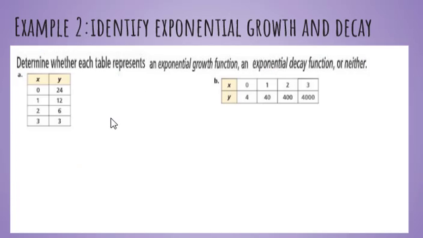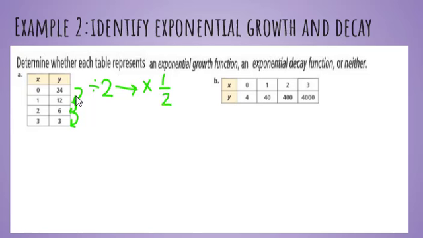So we're jumping to example 2, which is identifying exponential growth and decay. When we're looking at our tables, we always want to determine what we're multiplying by. If I look at how I get from 24 to 12, then 12 to 6, and then 6 to 3, you could say that you're dividing by 2. But when we work with exponential functions, we always want it in terms of what we're multiplying by. So dividing by 2 is the same as multiplying by 1/2.